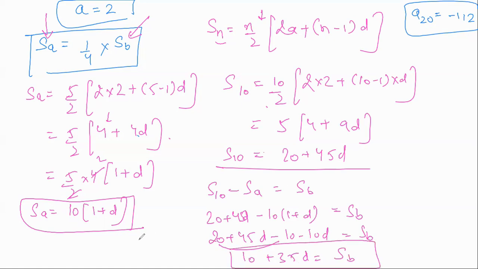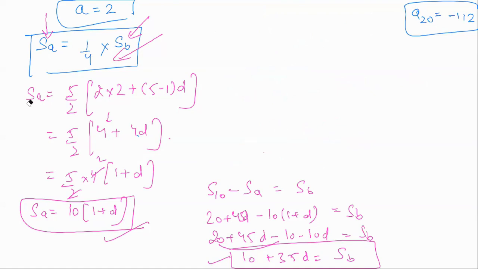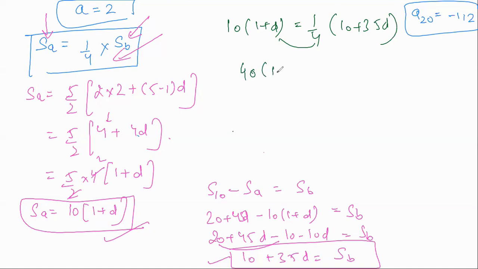Now let's put SA and SB in the given condition. It's very simple. You have to focus on what the question is asking from us. So what is SA? 10 times (1 plus d), that is equal to 1 over 4 of SB, and SB is 10 plus 35d. Now 4 is in the division here. Let's take it to the left-hand side and it will change to multiplication. So 10 multiplied by 4 is 40, times (1 plus d), that is equal to 10 plus 35d.